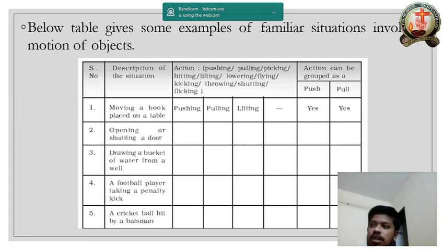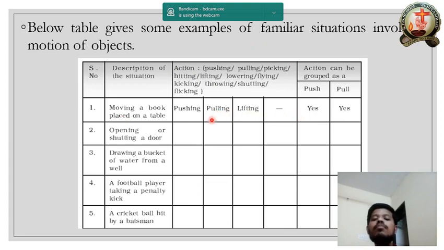So you can push the book and move it away from you, or you can bring it towards you, or you can pick the book. Any other thing you can do? You cannot do any other thing. So these three actions are standard actions which you can do in this particular situation.